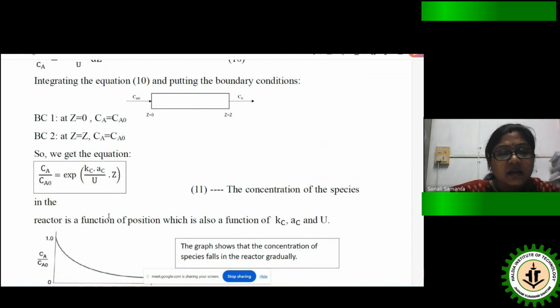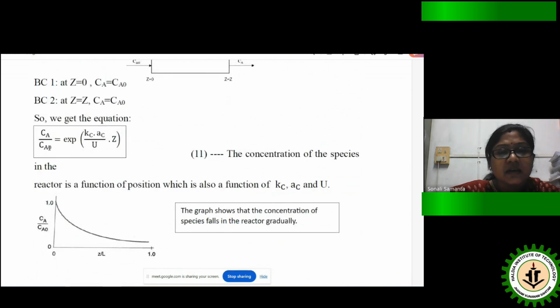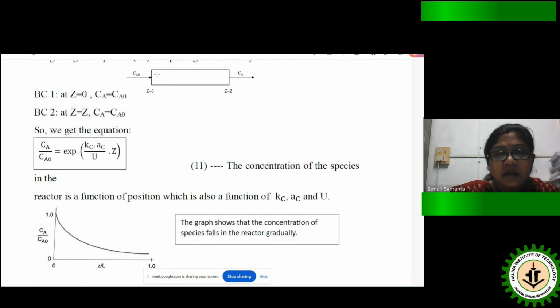So at a constant superficial velocity, the concentration profile is a function of Kc, Ac, and U. As the length is increased from 0 towards the Z direction, the reactant species A gets consumed and the product increases. So the concentration of CA is gradually decreasing as Z is increased from 0.